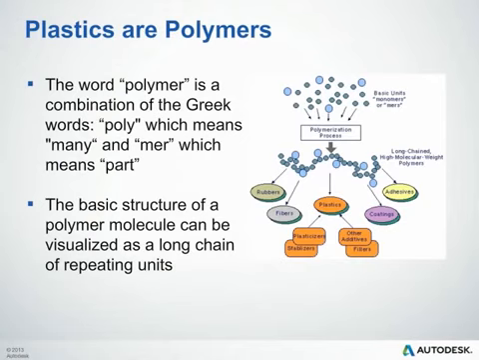Plastics are what we call polymers. This comes from a Greek word, polymer, where poly means many and mer means parts. So it's many parts. If you were to visualize this, a polymer molecule is essentially a long chain of repeating units.